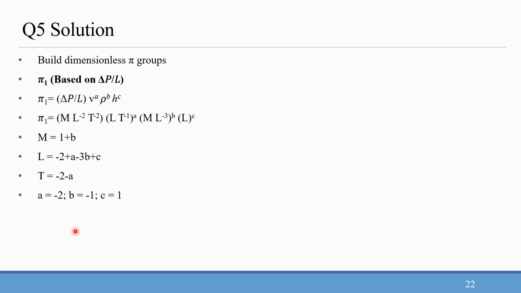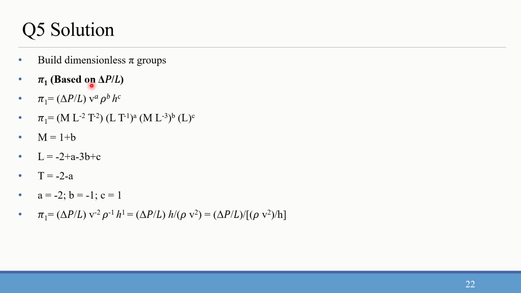Now we are substituting both of these in this particular equation. So it becomes minus 2 minus 2 minus of minus 3B. Sorry, minus 3 into minus 1, so it becomes plus 3. So plus 3 minus 4, it is minus 1. So C is equal to 1. So pi 1 becomes M, L minus 2, T minus 2, L T minus 1 to the power of minus 2, M, L minus 3 to the power of minus 1, L to the power of 1.